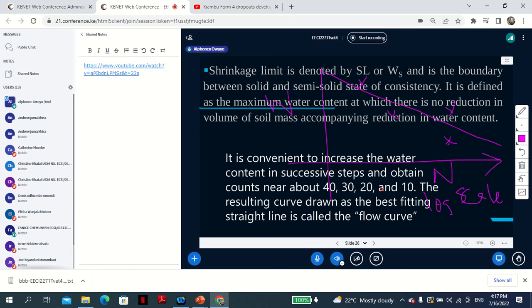Now the best fit, we define when the number of blows is 25. That is your liquid limit. So you read the water content, that becomes the liquid limit.